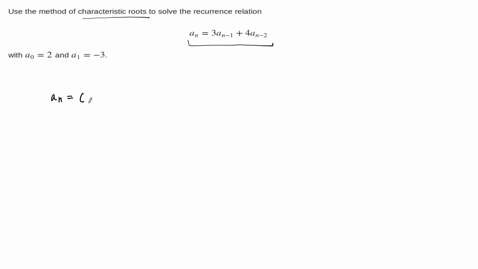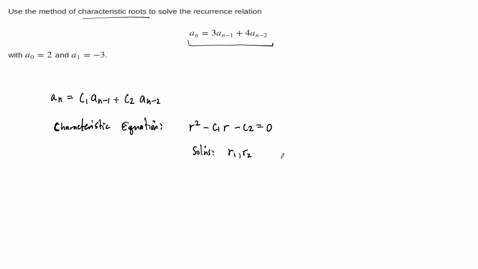So if it's given to us as, say, c sub 1 a sub n minus 1 plus c sub 2 a sub n minus 2, then this is called a second degree recurrence relation with constant coefficients. And there's a method for solving this. The characteristic equation here is the equation r squared minus c1 times r minus c2 equals 0.